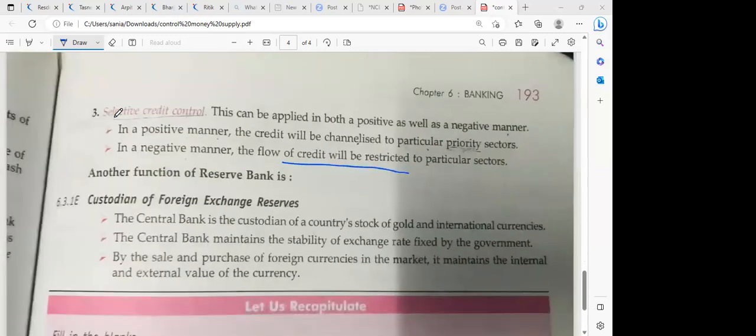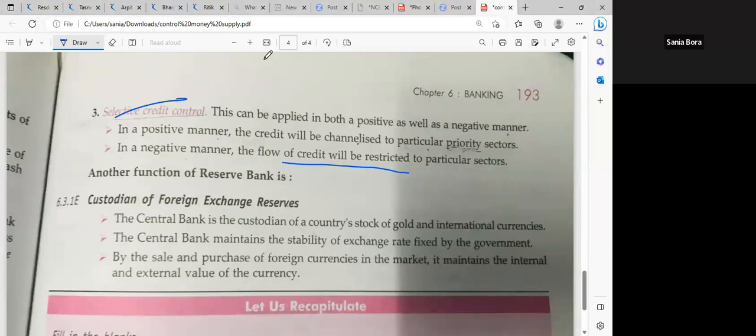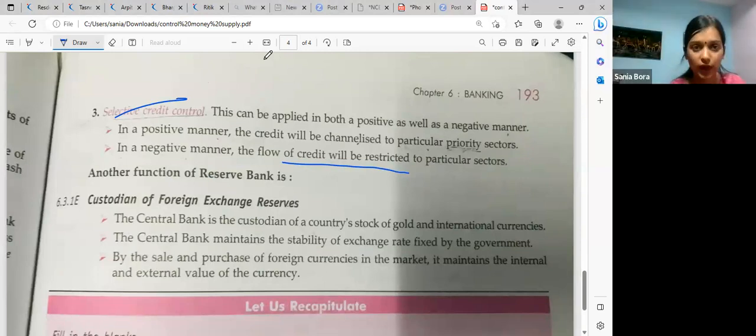Okay. Now coming to the last part, it is the selective credit control. Okay, so this is basically applied in positive as well as negative manner. See, for example, we have 5 departments. Health department, education department, infrastructure department, so many departments we have, right? So over here, what happened during the COVID time? Which sector was our priority? Health sector, right? So for example, government has 500 rupees, like the bank, okay?